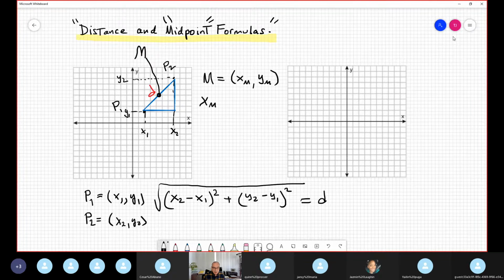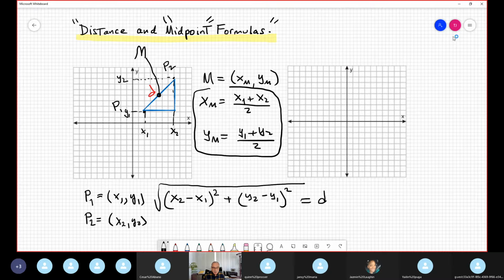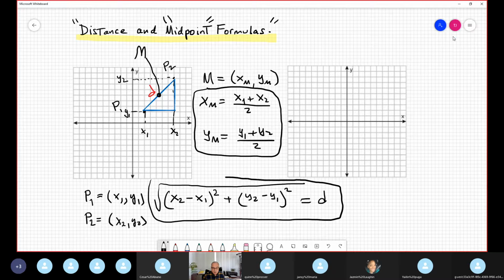And the formula to compute x sub m is the average. It's x2 or x1, whatever. x1 plus x2, doesn't matter the order because it's addition, divided by 2, and y sub m is exactly the same, but using the y component, y1 plus y2 over 2. And this is the formula for the midpoint. Okay, and this is the formula for the distance that we are using throughout the class. Okay, easy, the proof.